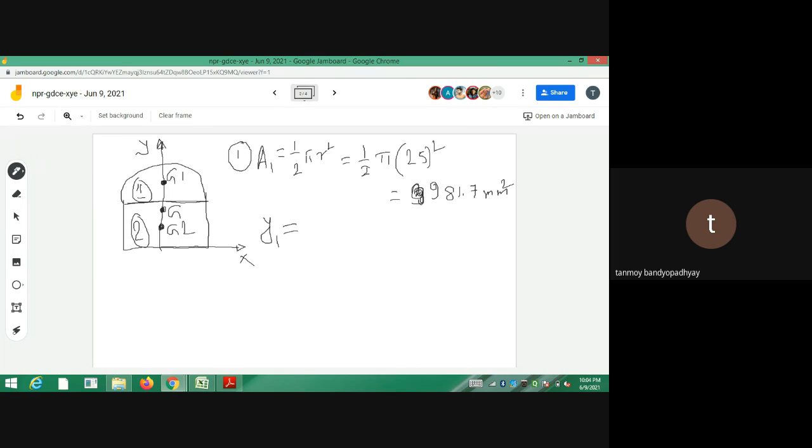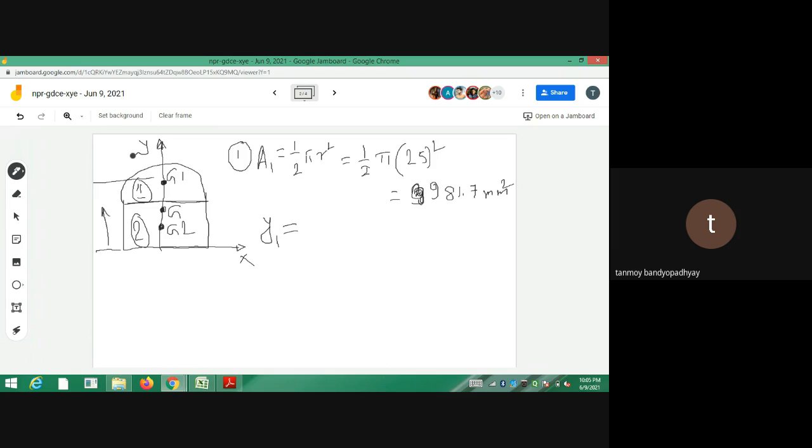So G1 is the centroid of the semicircle, and G2 is the centroid of the rectangle. We don't know the location of G, but we can determine G1 and G2. Whenever I am calculating G1, I have to take care to measure it from the x-axis of the entire figure. This figure is joined, so I cannot calculate y1 as just 4r by 3 pi. I have to take into account this length plus this one.